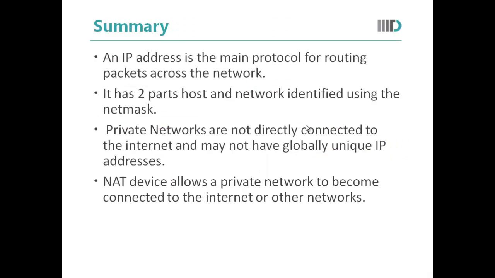So now let's summarize. What did we learn? An IP address is the main protocol for routing packets across the network. It has two parts: host and network. The private networks are not directly connected to the internet and may not have globally unique IPs. For those who are wondering more, you can easily Google this out. The NAT device also allows a private network to become connected to the internet or other networks.